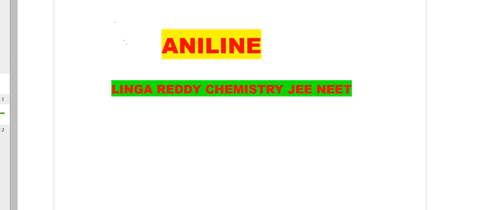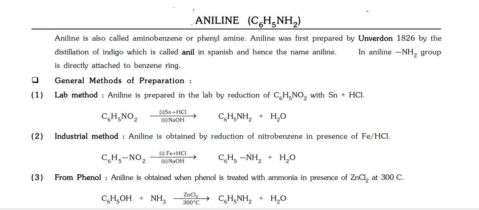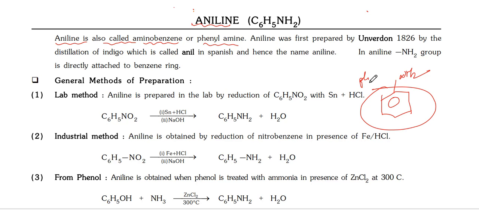Today's topic is aniline. Aniline is also called aminobenzene. The structure is a benzene ring with an NH2 group. So it is aminobenzene or phenylamine, because the group is phenyl. We can write it like this, C6H5NH2, also. It is also known as phenylamine.